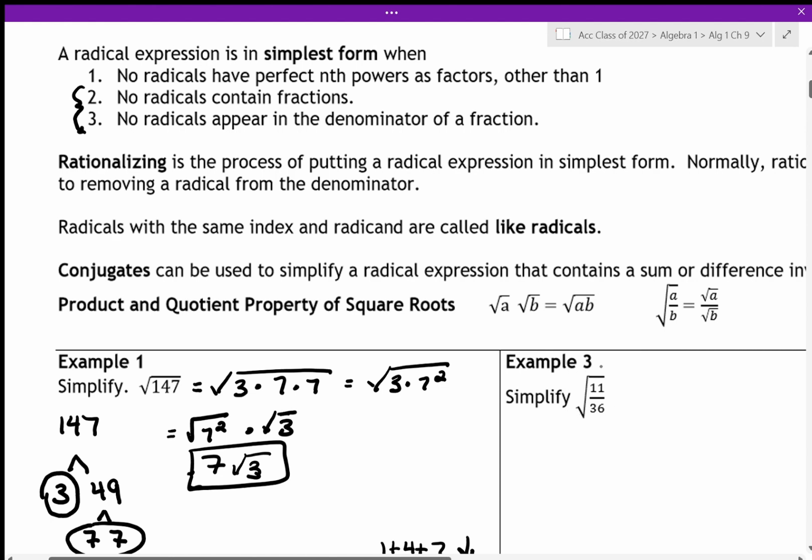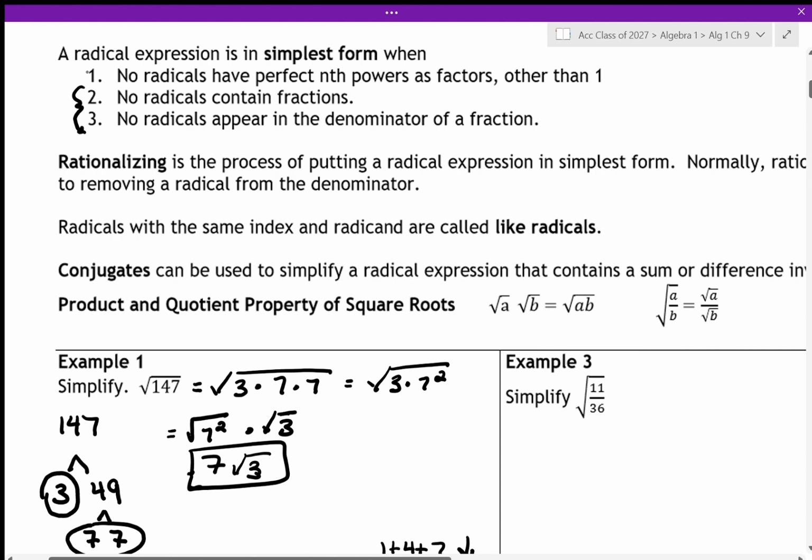There's a square root with a fraction inside, and the fraction has an 11 and a 36. Number 3 is that no radical can appear in the denominator. Okay, and these are old math grammar rules, right?